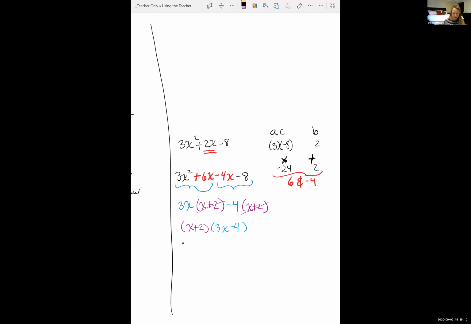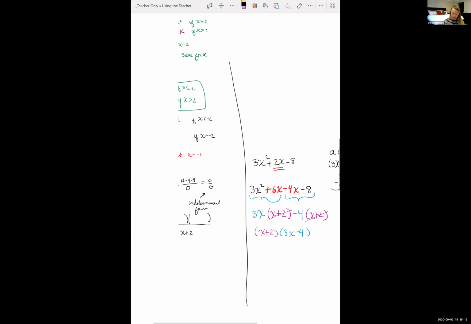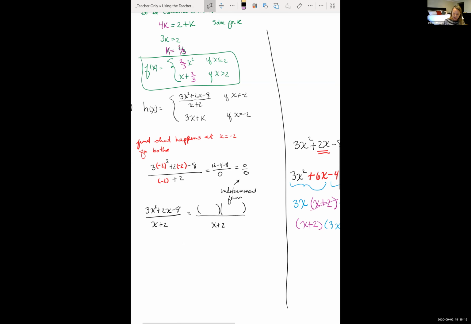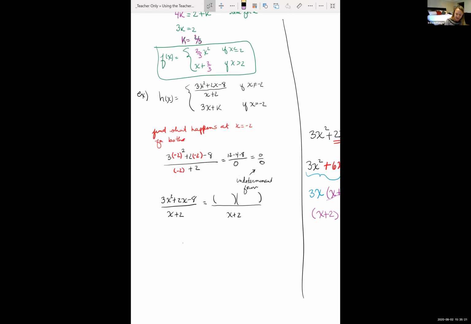Okay, so that was kind of a side note, a real quick review of looking at a problem where a wasn't 1 and factoring a quadratic. So we just found that by factoring, we got x plus 2 all times 3x minus 4.